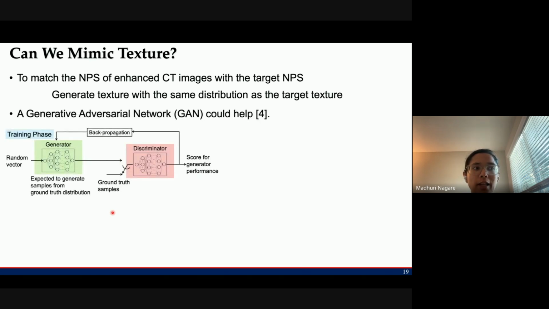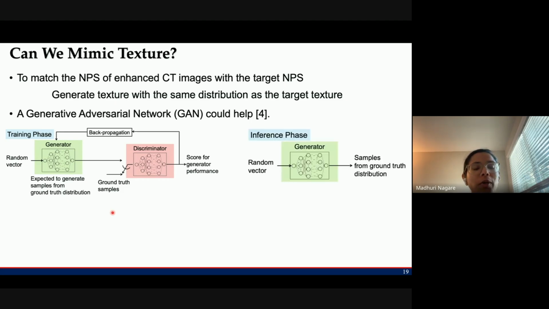GANs are the networks to achieve this. Everyone must already know this, so I'll just go over this part quickly. Generators are supposed to generate samples from the ground truth distribution, and the discriminator is supposed to score the performance of the generator. After training in this setup, in the inference phase, the generator is supposed to generate samples from the ground truth distribution. So we can use a generator to generate texture with the same distribution as the target texture.